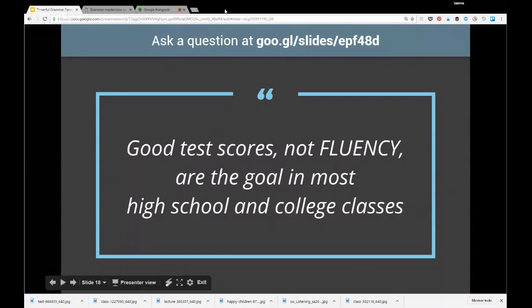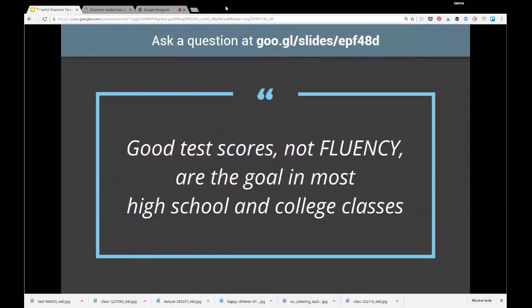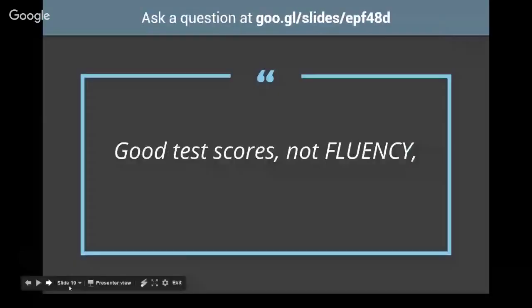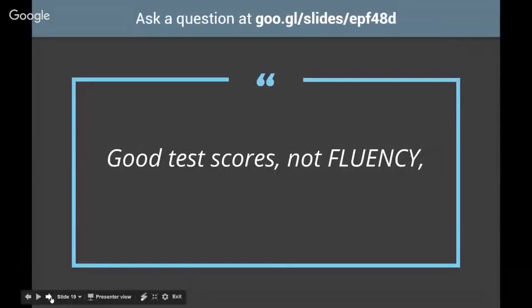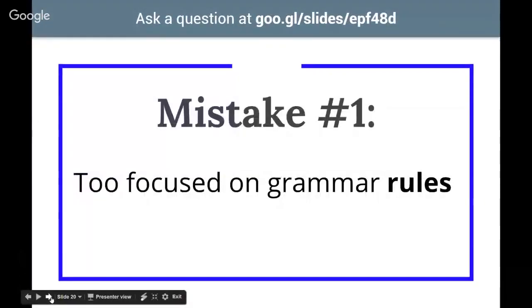Okay, so what's happening in the classroom is that the teacher is trying to help you get good test scores, but it's not really fluency that she's working on helping you to achieve. And we all know that that's so important in the work environment. So let's go on to the mistakes now.